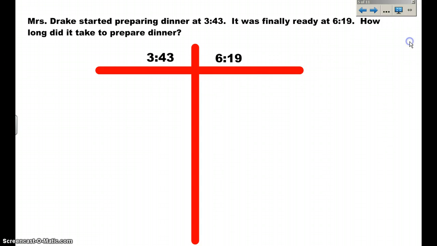Okay, hopefully you've worked it and you have your answer. So we are going to work this one together to see if you got it right, for your practice problem. Miss Drake started preparing dinner at 3:43 and it was finally ready at 6:19. How long did it take to prepare dinner? Miss Drake made an excellent dinner, or else she had a lot of interruptions because that's a long time.